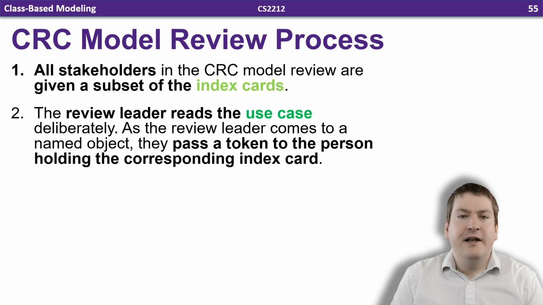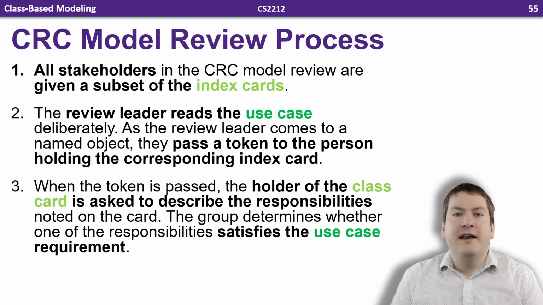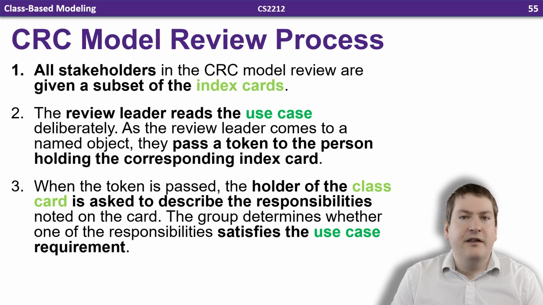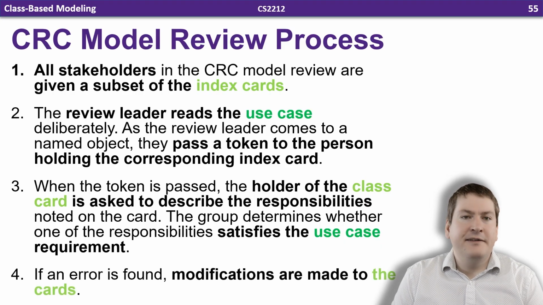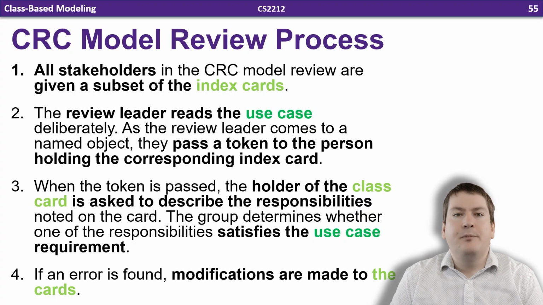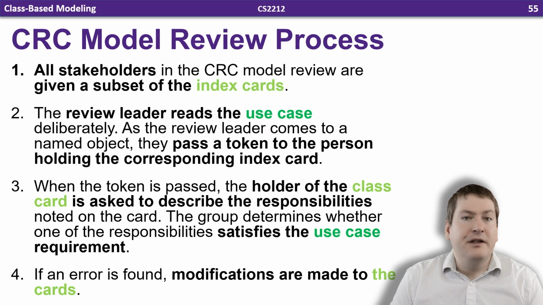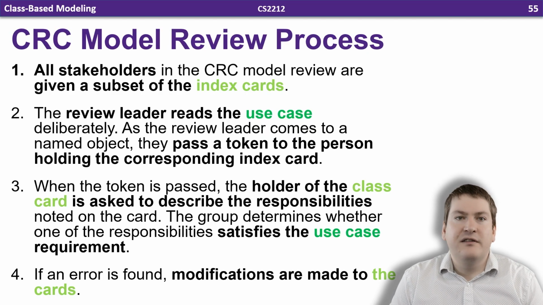So the review facilitator reads the use case we base these cards on, and as they come to a named object, they pass a token to the person with the corresponding card. The holder of the card is then asked to describe the responsibilities noted on the card. The group then determines whether the responsibilities satisfy the use case. Lastly, if an error is found, changes are made to correct the card. This may include creating new classes or revisiting the list of responsibilities or collaborators on existing cards.